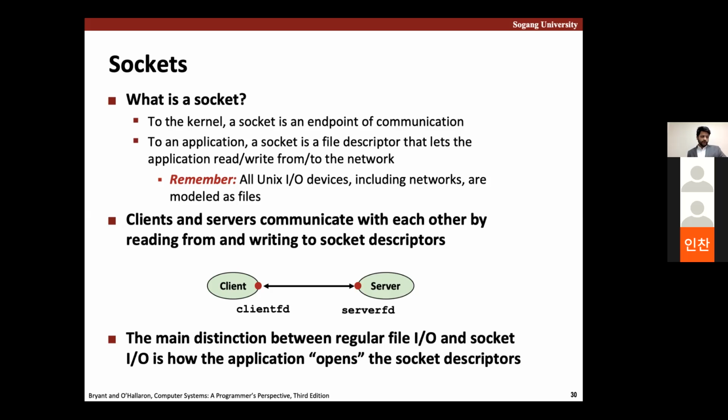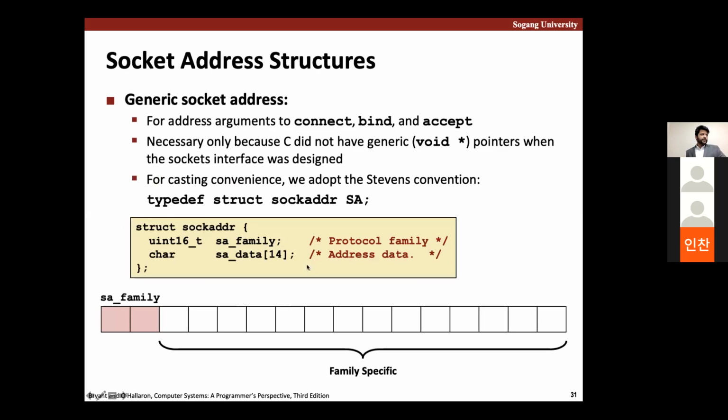But there's a small distinction between regular file I/O and socket I/O, which is how the application opens the file descriptor. With regular files, you just open the file, but with socket file descriptors, there is a different mechanism to open them. So how is a socket addressed or identified, and what structure does it use?